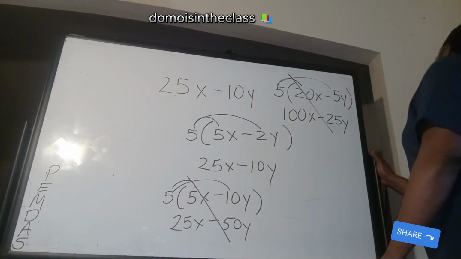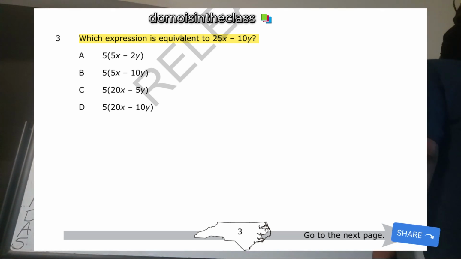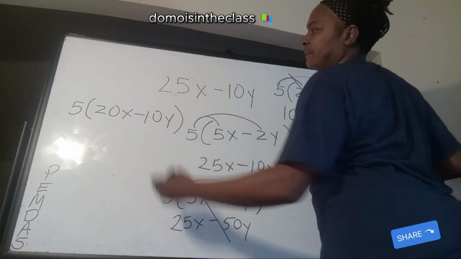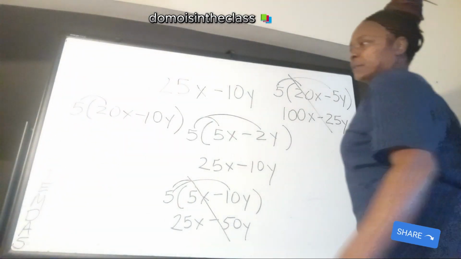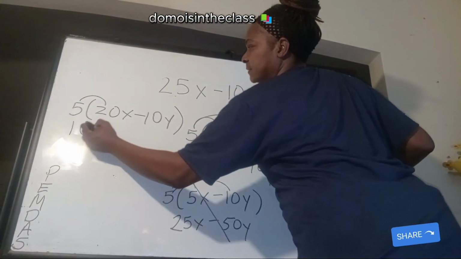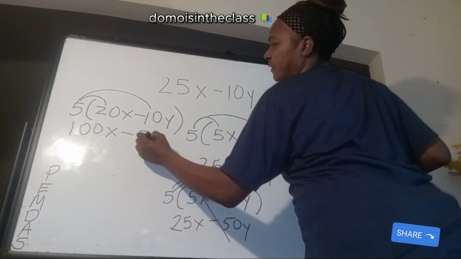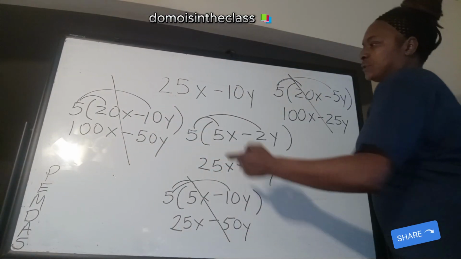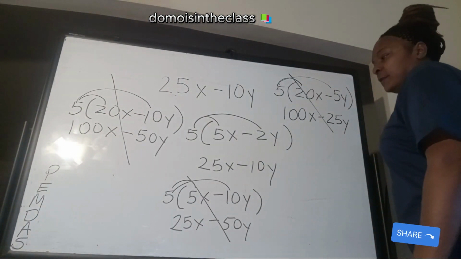All right. And so for our last choice, we have 5 parentheses 20x take away 10y. Doing the same distributive, we have 5 times 20 is 100x. Take away 5 times 10 equals 50y. And once again, that does not equal the expression we needed. So our first choice was the correct choice that gave us the 25x take away 10y. Great job.